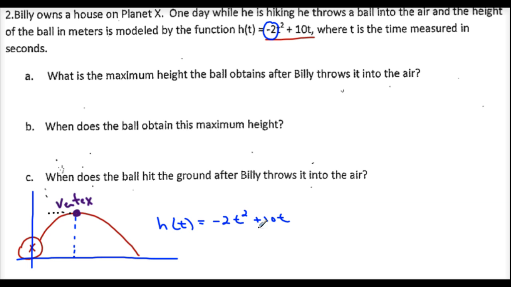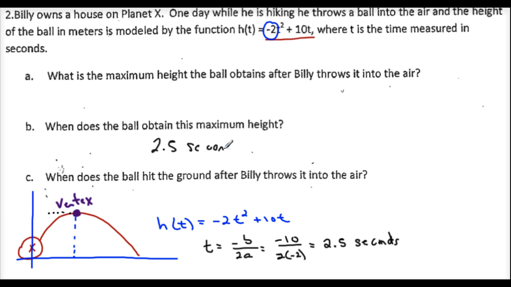How do I get the vertex? Using the formula from the previous problem, we're going to get t equals negative b over 2a. In this case, negative 10 over 2 times negative 2, which is equal to 2.5, or in fraction 5/2. Okay, so after 2.5 seconds, we'll reach our maximum height. Did that answer the question for part A? That answers B. That actually answers B. When does the ball obtain its maximum height? All right, so we got B, so 2.5 seconds.